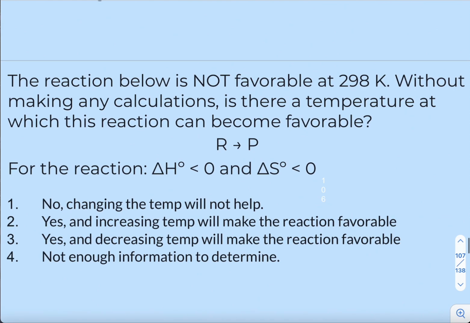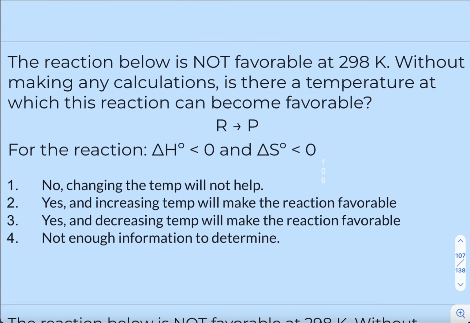So let's take a look at another one of these types of conceptual questions. Okay, so this one tells you that delta H is negative and delta S is negative. So if we do our conceptual analysis of our delta G formula, this is negative and this is negative. So we know that since it is a subtraction, right, this would make the second part of the subtraction positive.